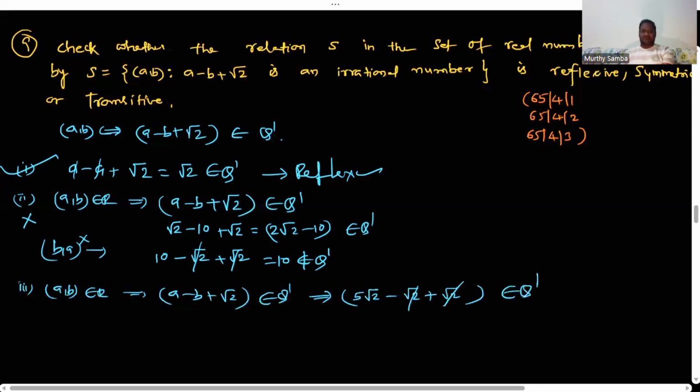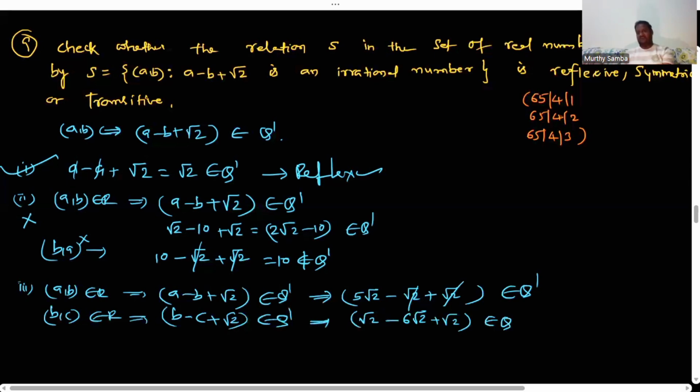And similarly, I would like to take (b, c) belongs to R. (b, c) belongs to R means what? b minus c plus root 2 is also an irrational number. It means b is anyway root 2, right? Now I would like to take c equal to 6 root 2, and then root 2 is root 2 only. See, once you observe, root 2 plus root 2 is 2 root 2, minus 6 root 2 is minus 4 root 2, which is purely an irrational number.